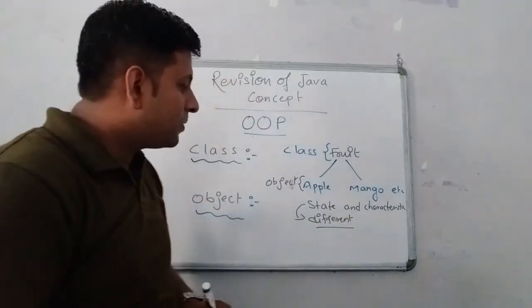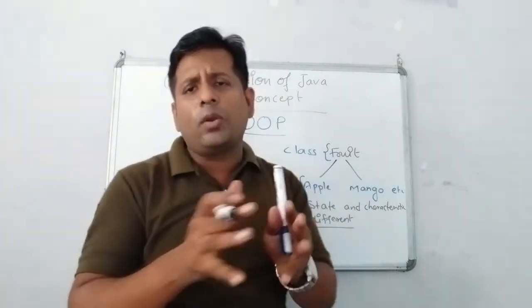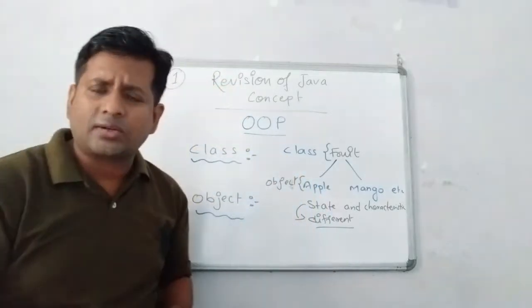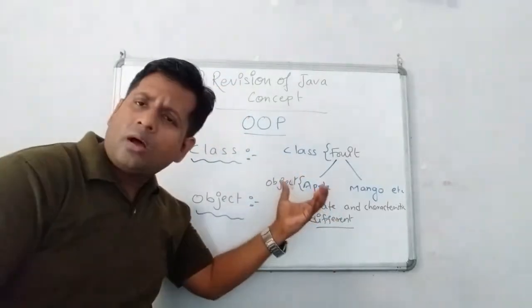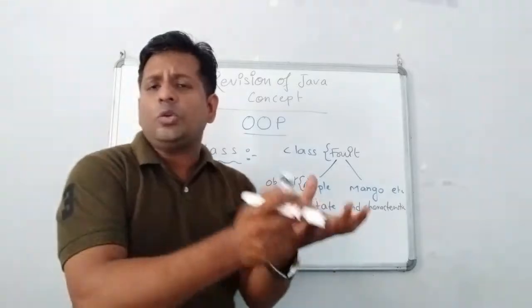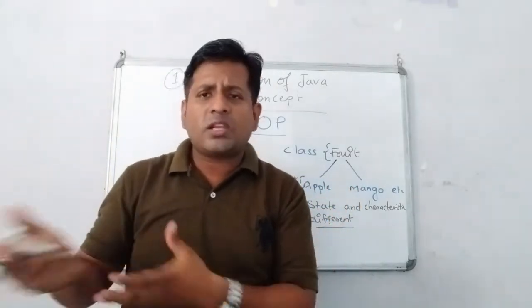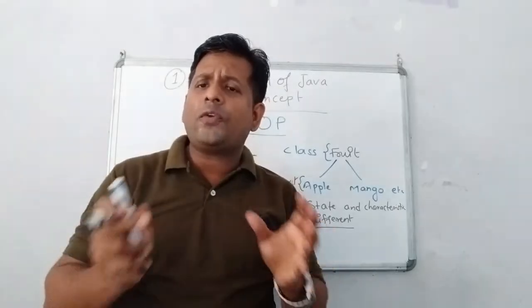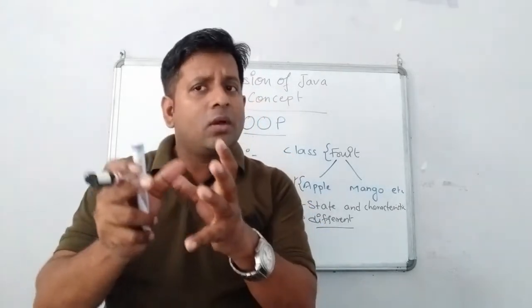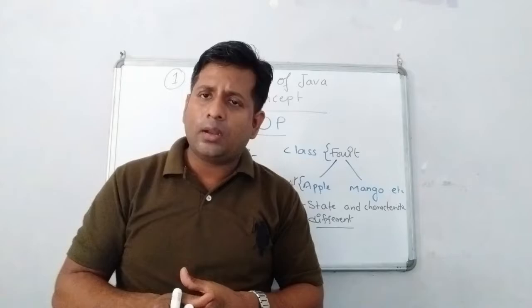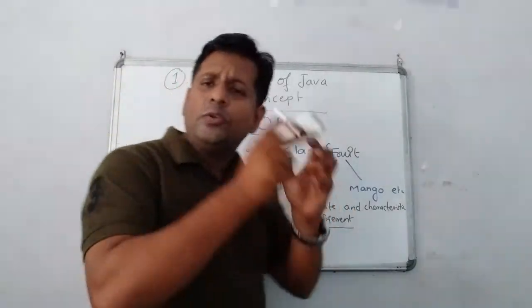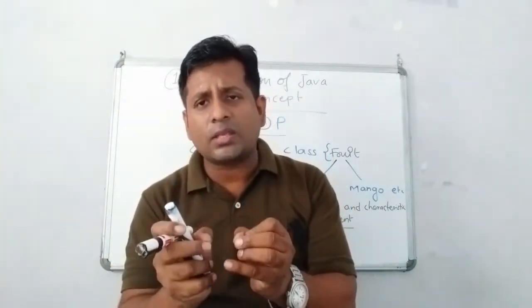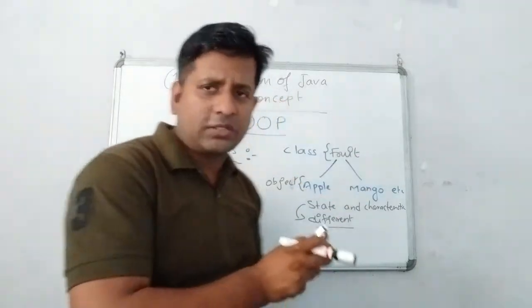Each object will possess a different state and characteristic. That means their shape, their size, their color. In fact, you can see every human being: there are boys, there are girls, so many are there. You'll find they are different. You won't find the same face. Everything the same, you won't find. So every object, the real entity which you can touch, the identifiable things, they all are known as object.